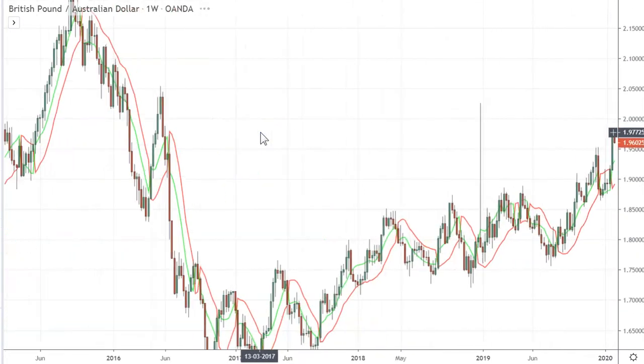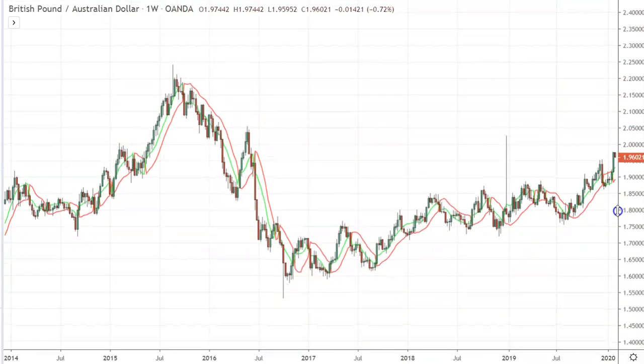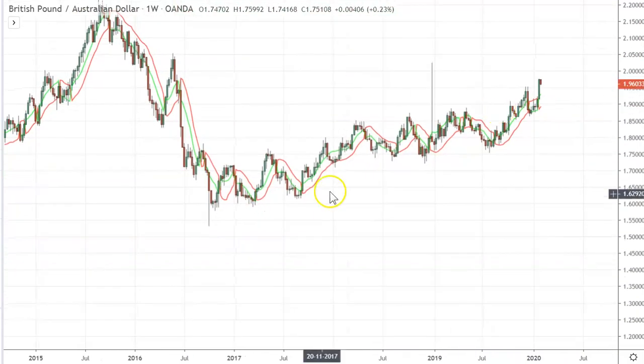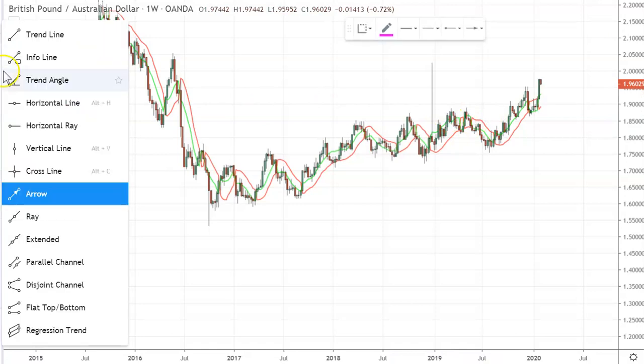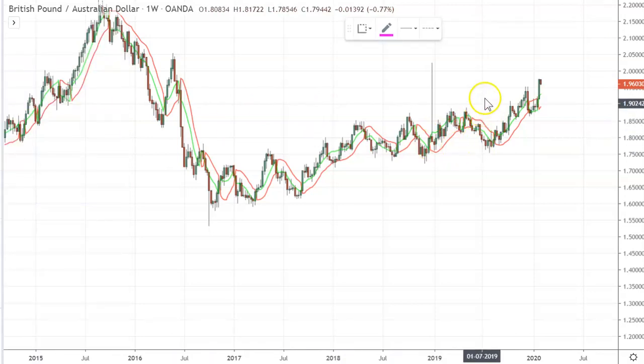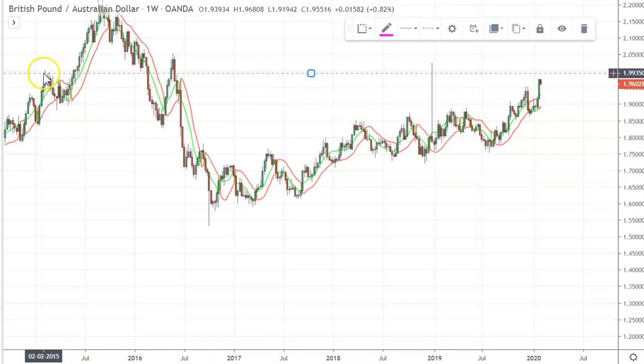If you have a look at this, you can see that we've been in an uptrend. We can also see that we're at a key inflection point. There is a key area there.